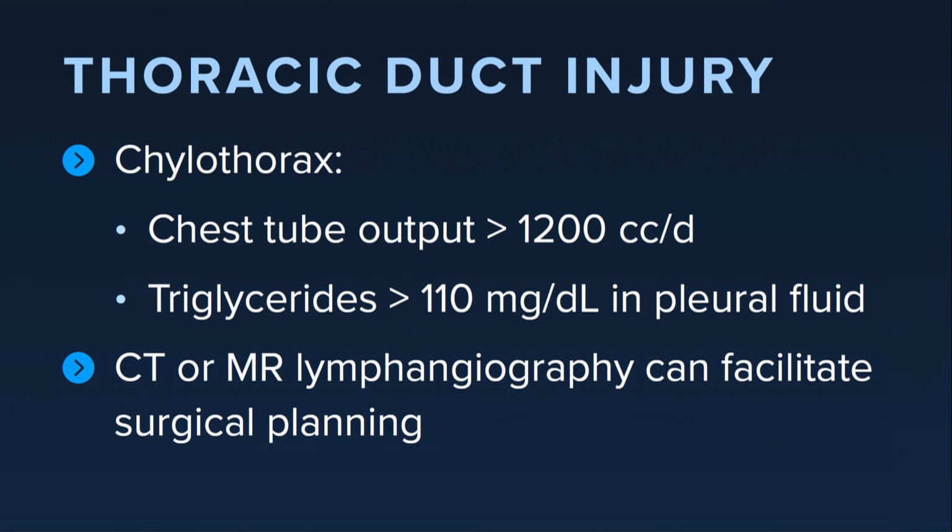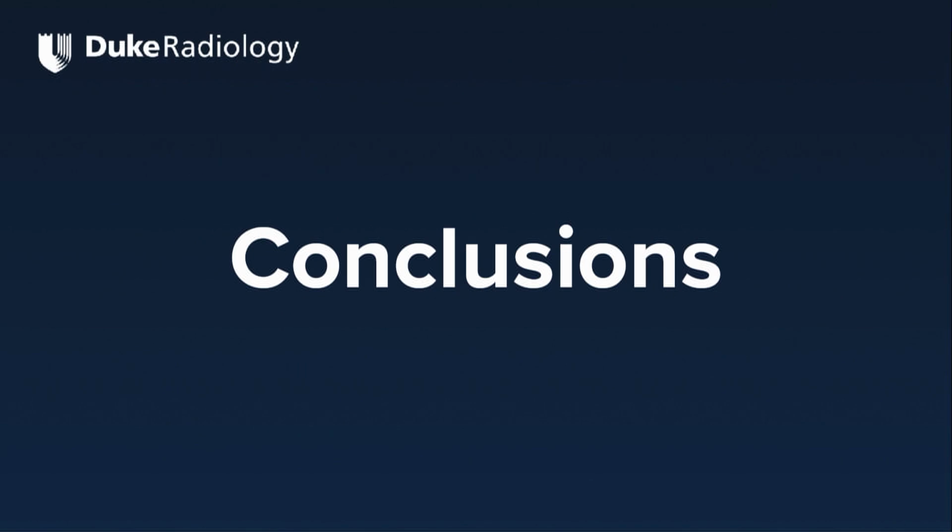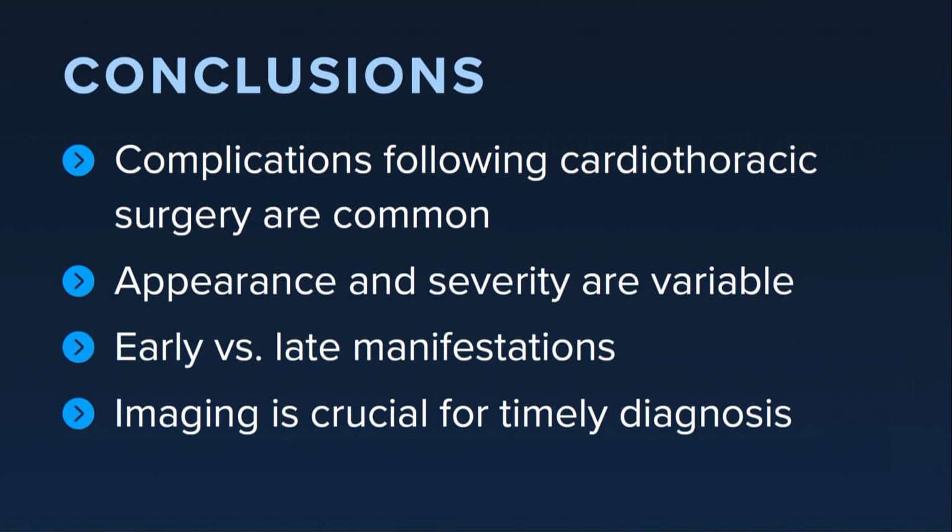So again, clinically, high chest tube output, send that fluid off. It'll be positive for triglycerides. And so that can be diagnostic from a clinical standpoint. And then CT or MR lymphangiography is helpful to identify where the leak is located. And in fact, now, rather than surgery, interventional radiology can often try and seal those or close those off. So in conclusion, complications, all right, we see them all the time.